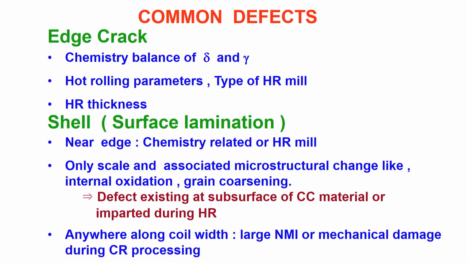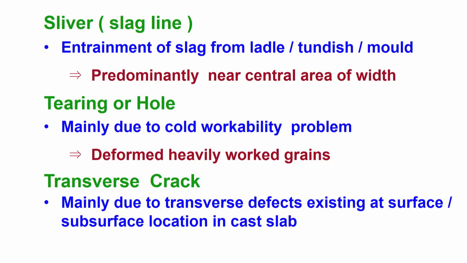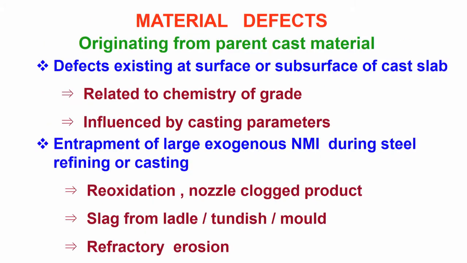Then I have talked about surface lamination, how it is forming, how it looks like. Then sliver line, very thin slag line, where from it is coming mainly. I have talked about tearing or hole, talked about transverse crack. So, these are basically material defects I have mentioned. They are originating from the cast material, parent cast material, not during subsequent processing. There can be defects existing at surface of cast slab or bloom or billet.